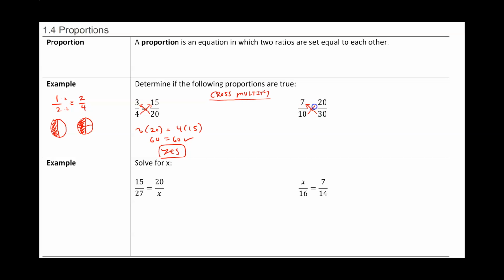Let's take another one. 30 multiplies to the left, the 10 multiplies to the right. In any proportion, you always cross multiply. So on the left side, we get 7 times 30. On the right side, we get 10 times 20. 7 times 30 is 210, whereas 10 times 20 is 200. They're not equal to each other. Therefore, this proportion is not true.